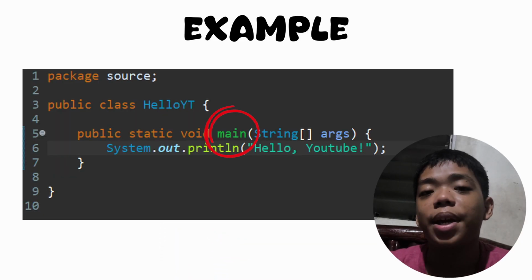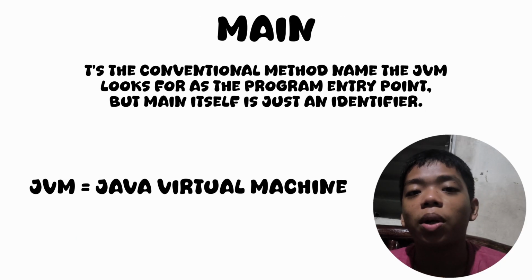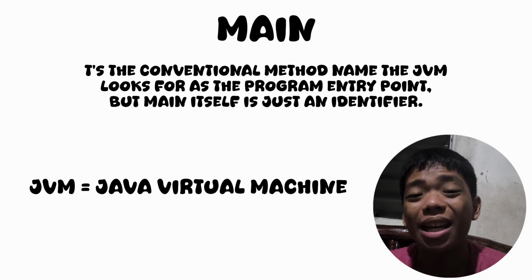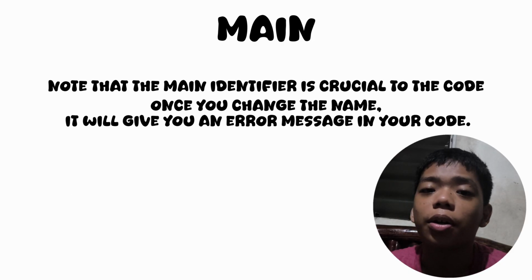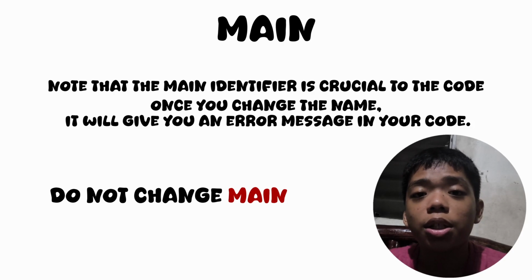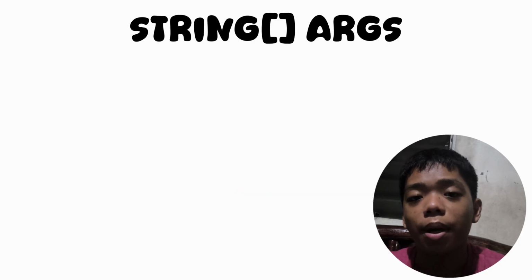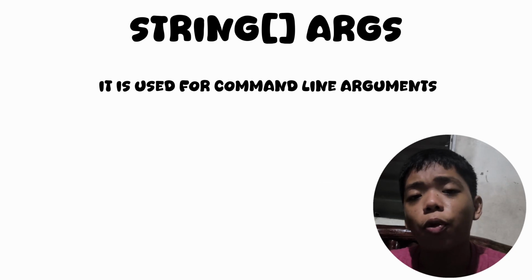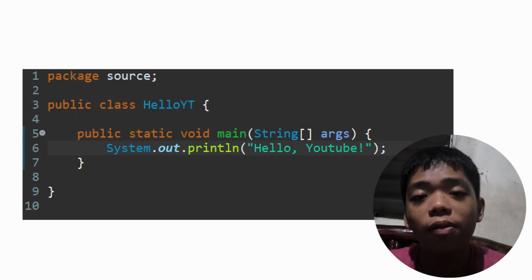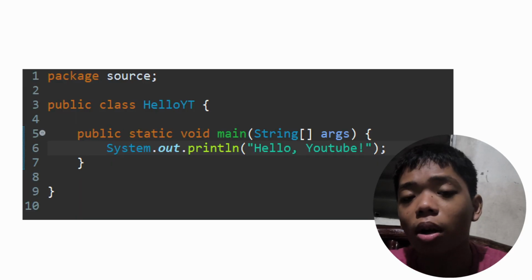Now let's talk about the other parts of the code. Looking at our main method, main is not a keyword. It's a conventional method name that the JVM looks for as the program entry point. But main itself is just an identifier. An important note is that the main identifier is crucial to the code. Once you change the name, it will give you an error message in your code. Inside of your main parameters, there's a string parameter args. It is used for command line arguments. With all of these statements, you're able to create a main method that can then run our code.